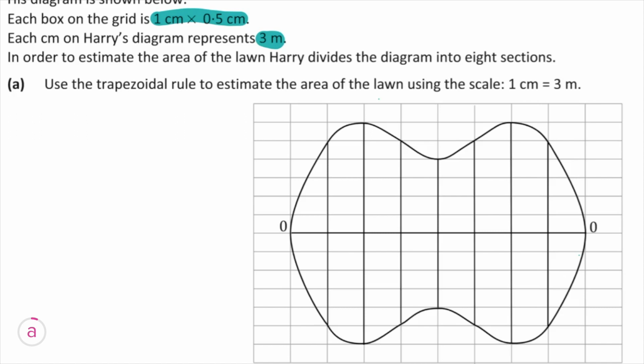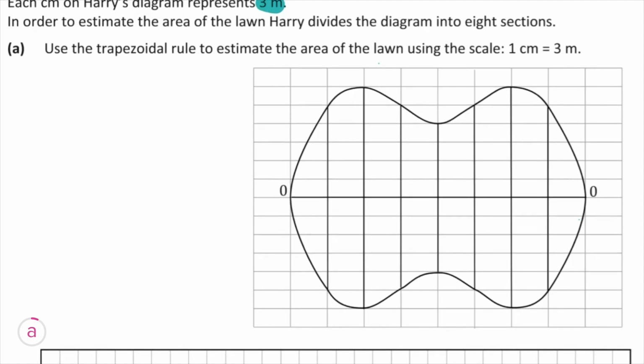Okay, so for part A, they ask us to use the trapezoidal rule, which we're going to get from the log tables, to estimate the area of the lawn using the scale 1 centimeter is to 3 meters. First of all, we're just going to write down the trapezoidal rule, and then we're going to break it down and see how it applies to this problem. So here's the trapezoidal rule. I've just written it down and continued it on the second line here, so I hope that's okay.